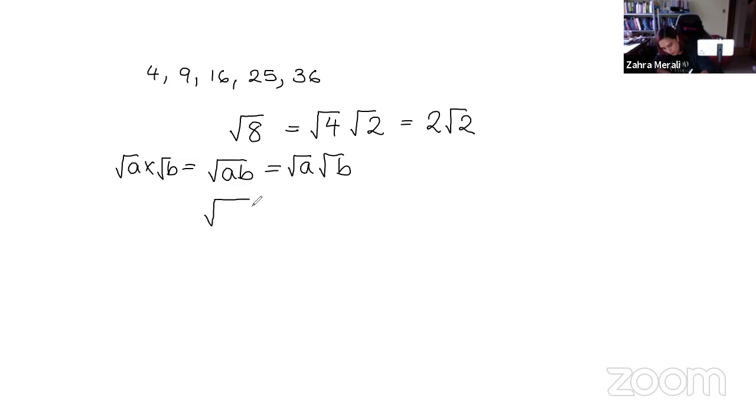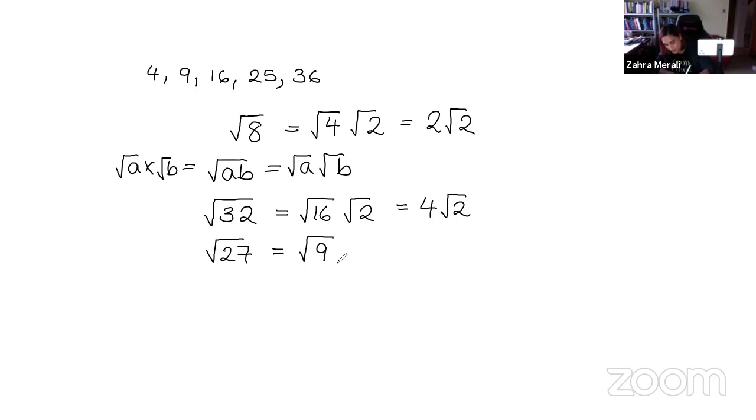So let's take a few more. Let's take root 32. So again, I'm looking at my list thinking 32. Hopefully you recognize you've got root 16, root 2. So 16 times 2 gives you 32. The square root of 16 is 4. So you get 4 root 2. If we had the square root of 27, so you'd say 9 times 3 is 27. So that's the square root of 9, the square root of 3 to give you 3 root 3. Okay, so knowing that rule makes simplifying surds super easy.